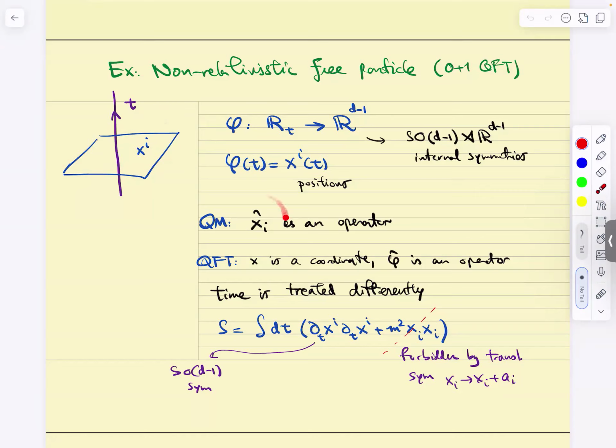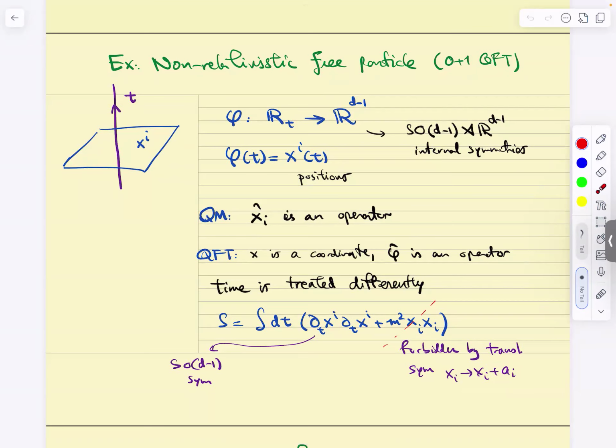As I said, in quantum mechanics, x hat of t is an operator. In QFT, space-time coordinates are coordinates. They're not operators. t, in this example, remains a parameter. In quantum mechanics, t is not an operator, and that is very natural in connection with QFT. However, x is an operator because x in this analogy is nothing but the field phi. So it's an operator.